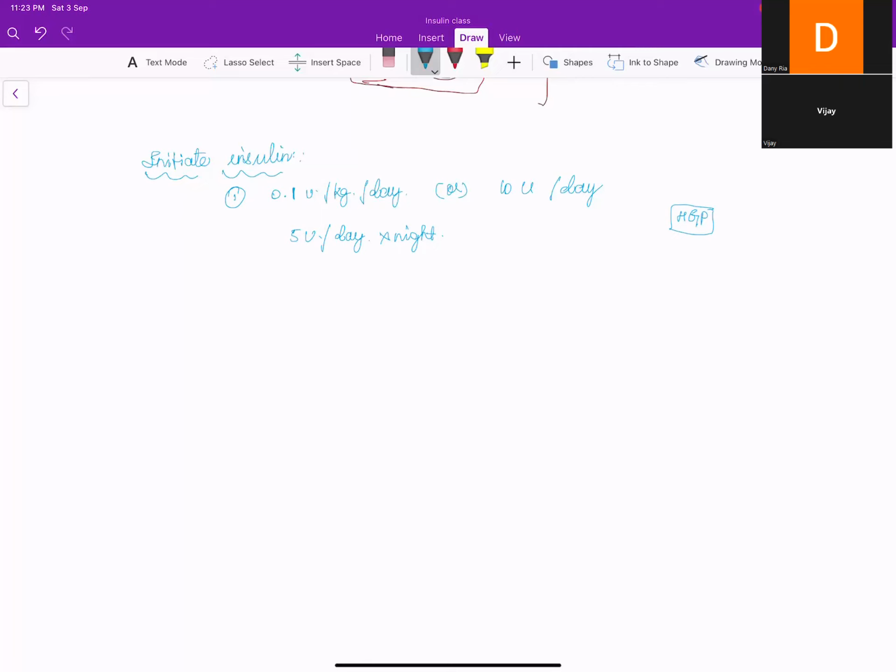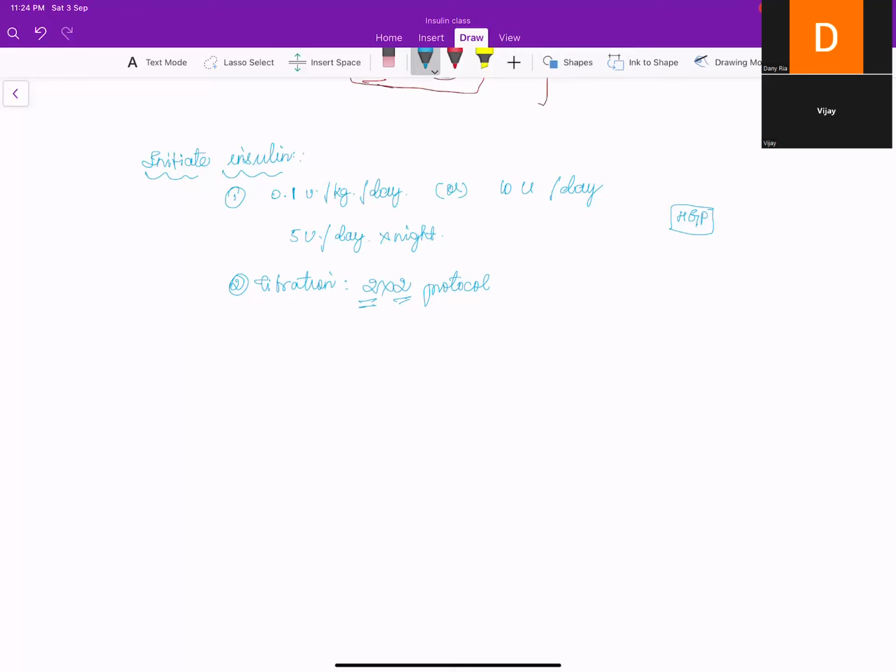Now, step number 2 is titration. Remember the 2 by 2 protocol. To titrate insulin, every 2 days, you have to change 2 units. So to titrate insulin, call the patient every 2 days, and change by 2 units. So call the patient after 2 days.